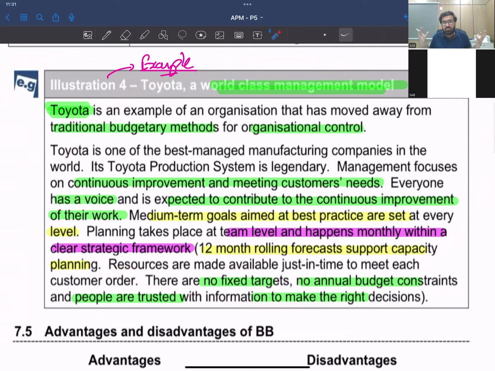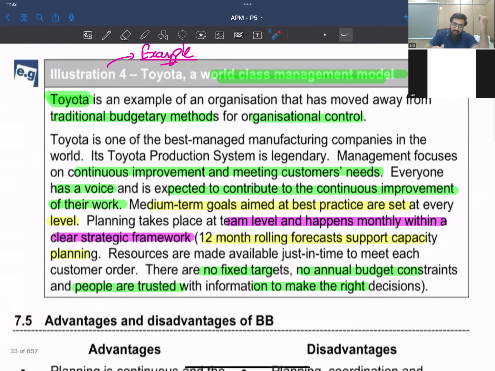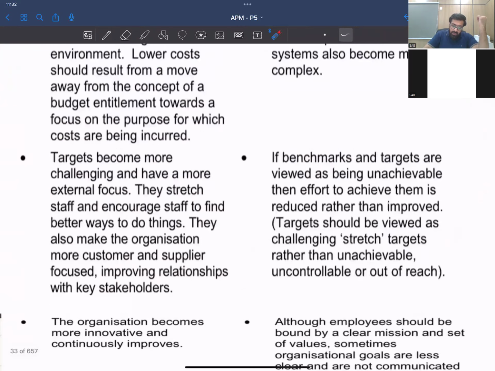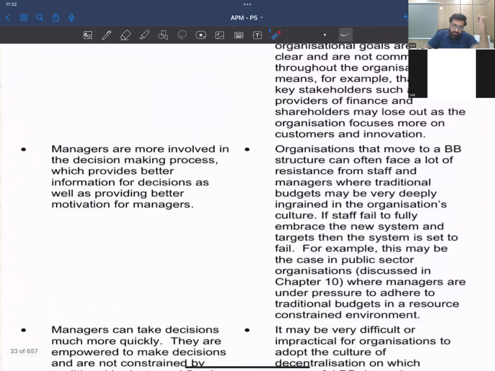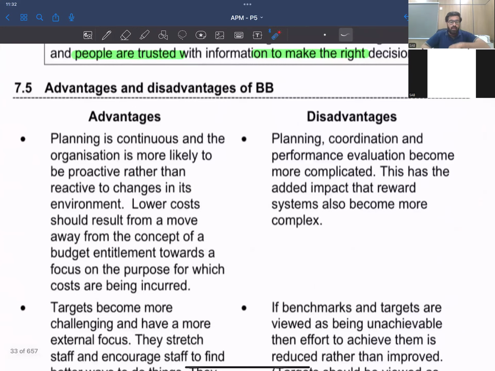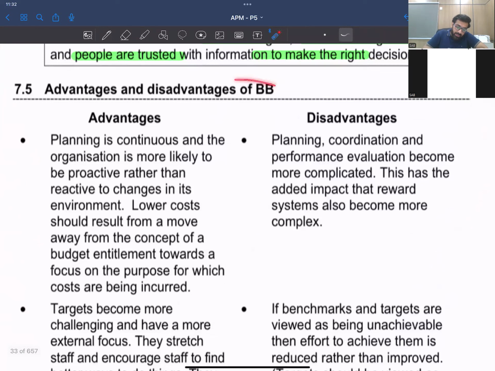Budget is not the thing to be followed. Budget is not everything. What does beyond budgeting mean? You should be thinking beyond it rather than following a particular budget. So there are some advantages and disadvantages of beyond budgeting as well, right?